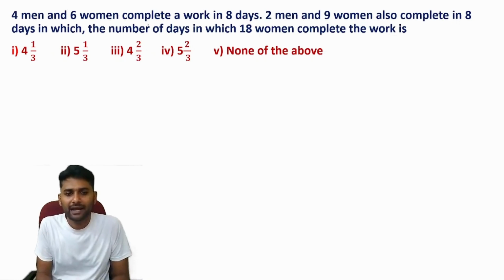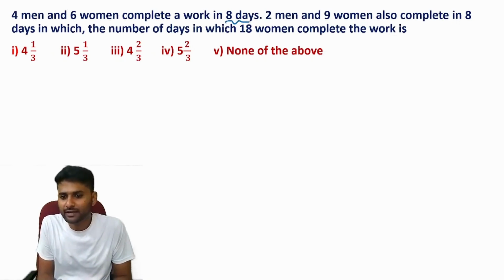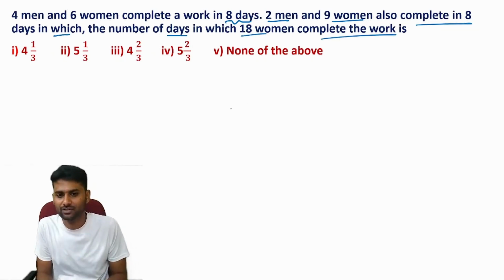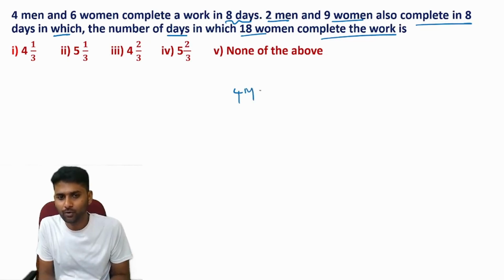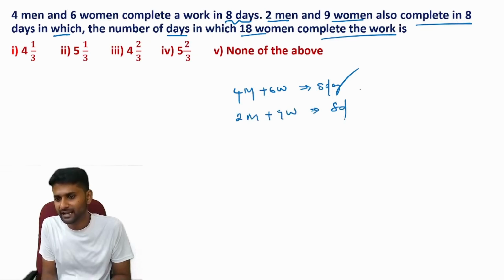Now 4 men and 6 women complete a work in 8 days. 2 men and 9 women also complete the work in 8 days. Then in how many days can 18 women complete the work? They clearly mention that 4 men and 6 women take exactly 8 days. And 9 women and 2 men complete the work in 8 days. Work is the same, right? Just equate it. 4 men, 6 women is equal to 2 men, 9 women.